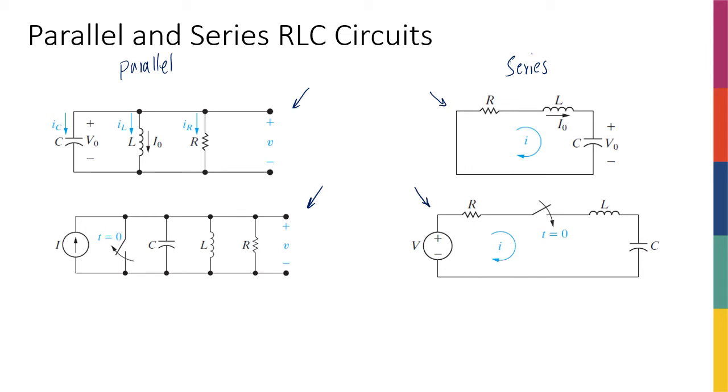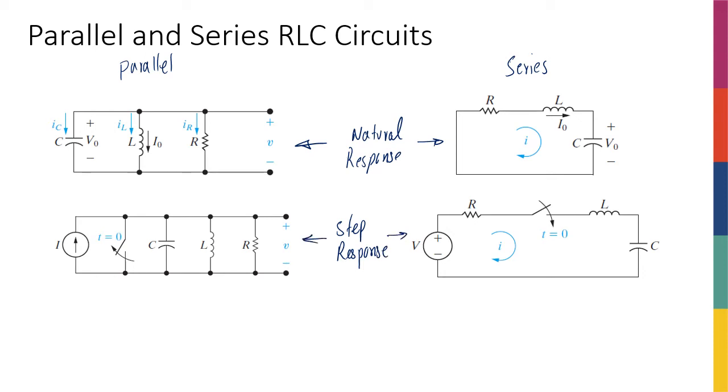The definition of natural and step response is pretty much the same. Whenever the source is removed, there is no independent source in the circuit, we call it a natural response. So this is natural response, both this one and that one. And the step response would be these two.